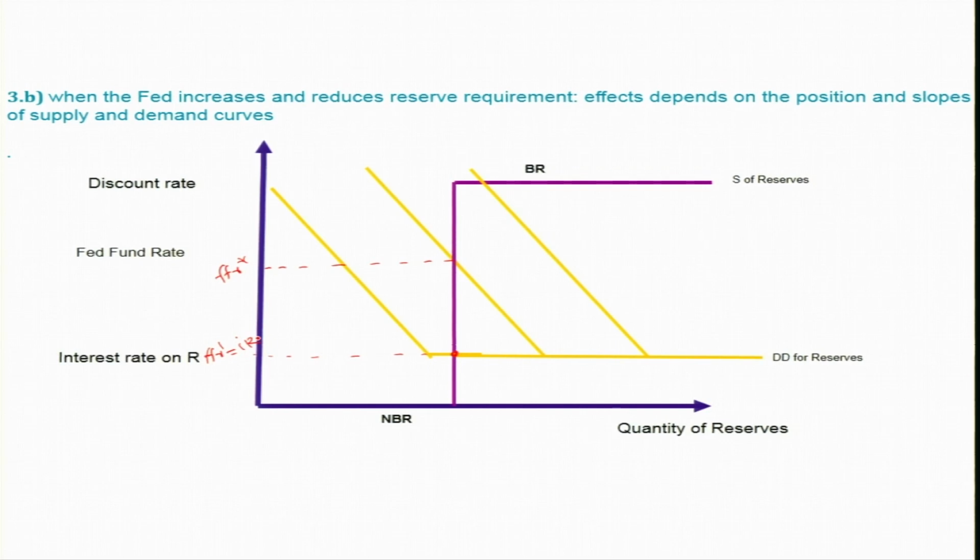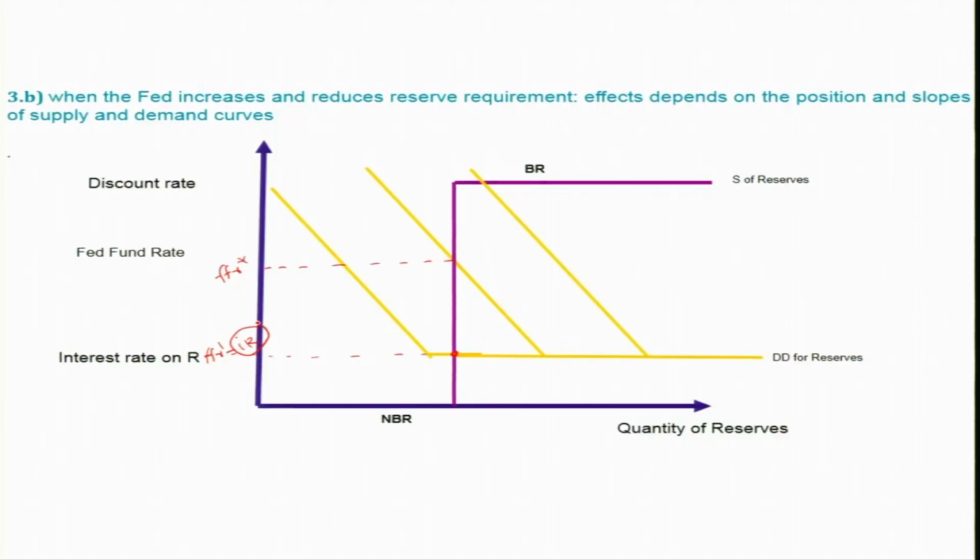So, what we have covered here, we have discussed three tools: open market operations, the discount window, as well as changes in the reserve requirement. And in the next session we will continue this discussion and see what if they change the interest rate on reserve and what the likely impact is.